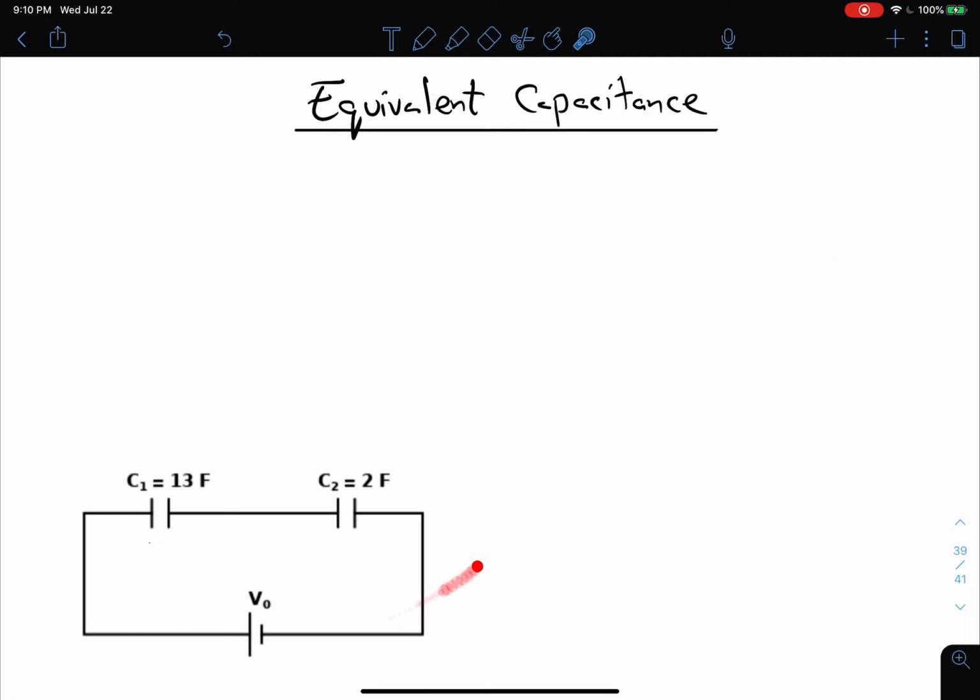Down here, I've got a circuit. I've got two capacitors connected in series. I know they're connected in series because there's a path between them that doesn't have any junctions. So these are connected in series. I'm going to draw my current.